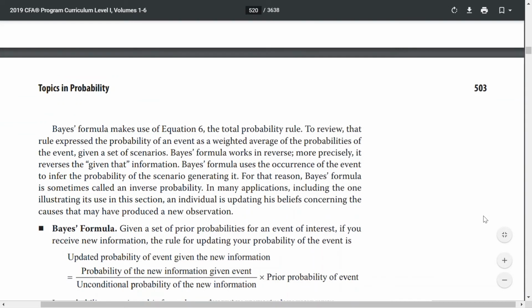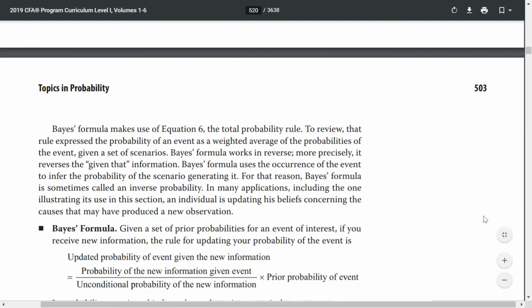Bayes' formula makes use of equation 6, the total probability rule. To review, the rule expresses the probability of an event as a weighted average of the conditional probabilities of the event. Given a set of scenarios, Bayes' formula works in reverse. More precisely, it reverses the "given that" information. Bayes' formula uses the occurrence of the event to infer the probability of the scenario generating it. For that reason, Bayes' formula is sometimes called inverse probability. In many applications, including the one illustrated in this section, an individual is updating his beliefs concerning the causes that may have produced a new observation.